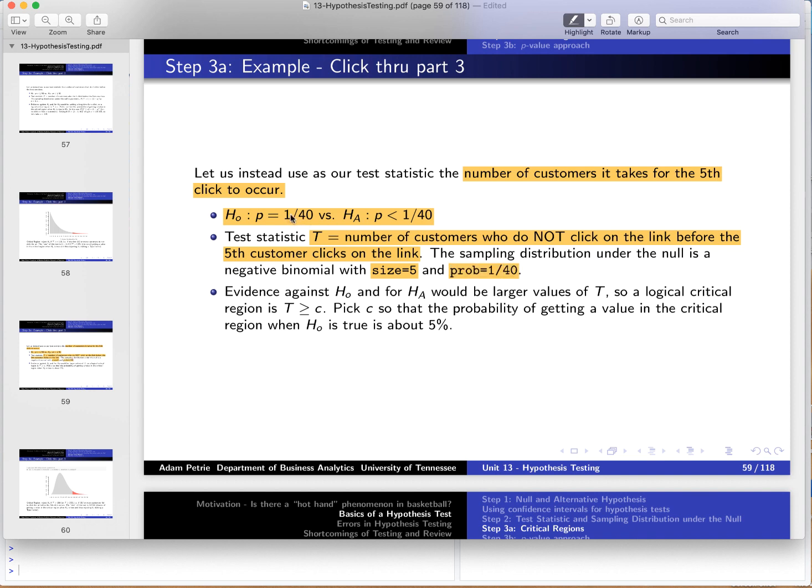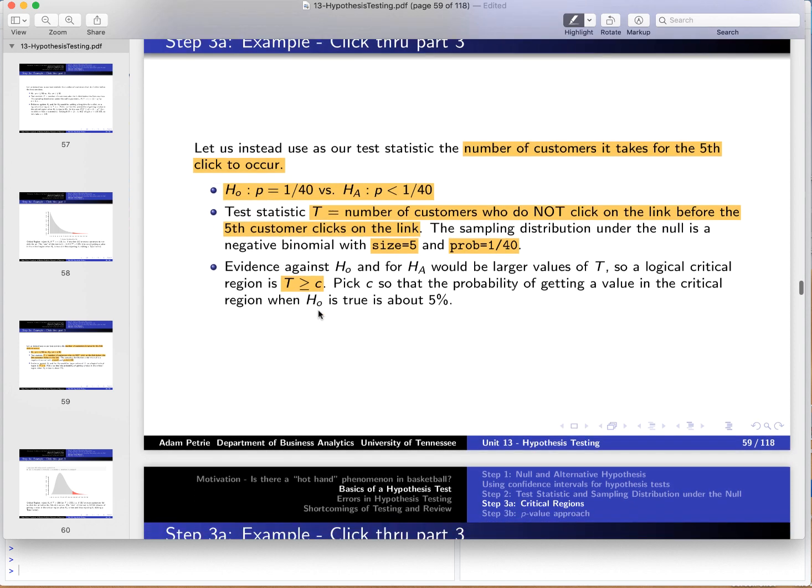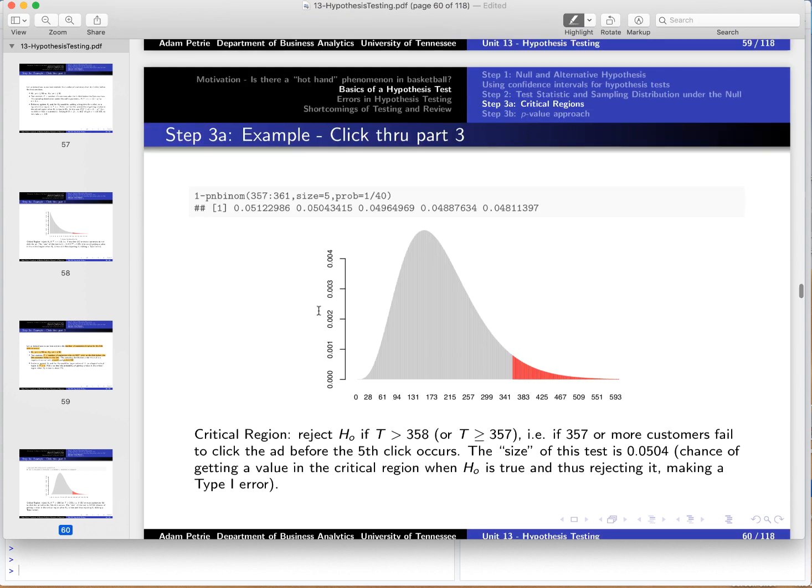So what should our critical region look like? Well, the longer we have to wait for that 5th click to occur, the more evidence we have that p is less than 1 out of 40. So we're going to take as our critical region values that are big, basically values of t that are greater than or equal to some critical cutoff c. And we'll choose this value of c so that the size of the test, the type 1 error rate, is right at about 5%.